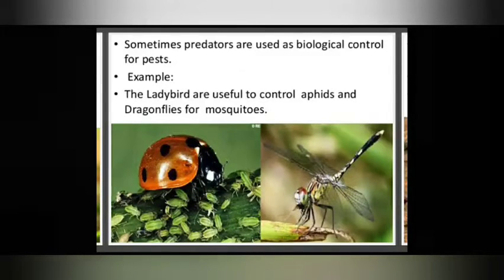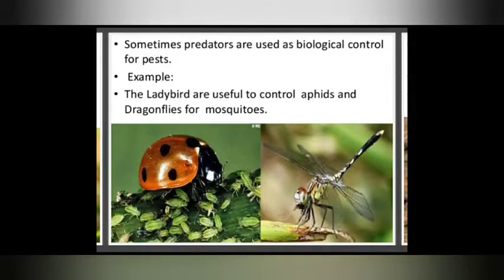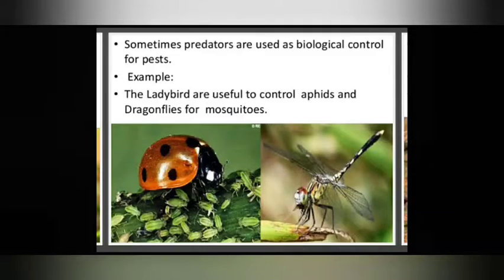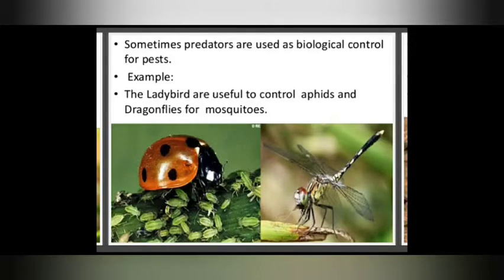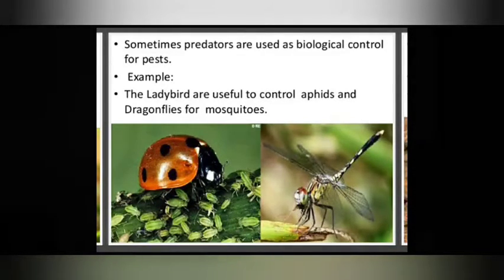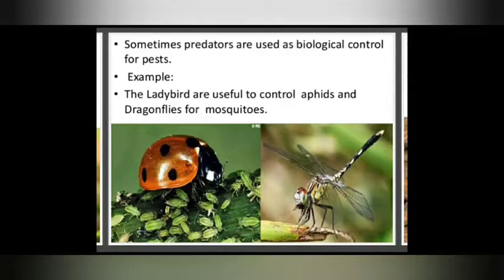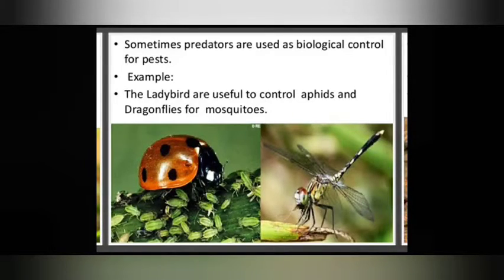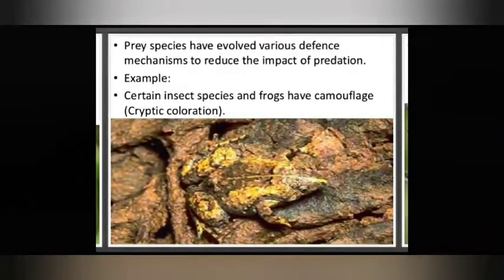Otherwise, the prey will reach a very high population density and it will cause imbalance in the ecosystem. Sometimes predators are used as biological controls for pests in agriculture. For example, ladybirds are used to control aphids, whereas dragonflies are used to control the population of mosquitoes.